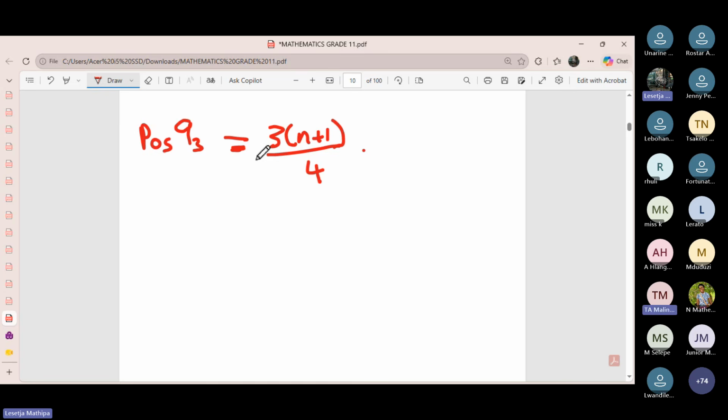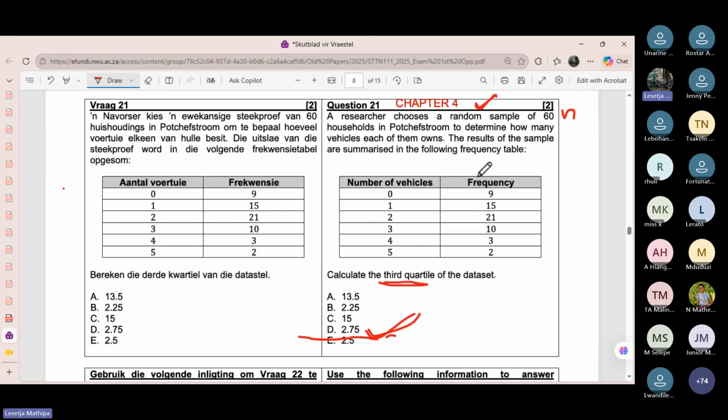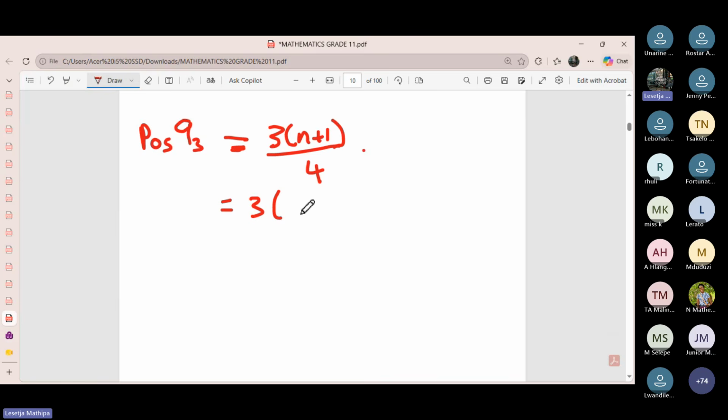Yes. Okay, great. So this is equal to 3 into, what is the value of n? N is equal to 60. Then you're going to put 60 here, plus 1, divided by 4. And then you get the answer. So can I get the answer? 45.75. Okay, it's fine. 45.75, ne?